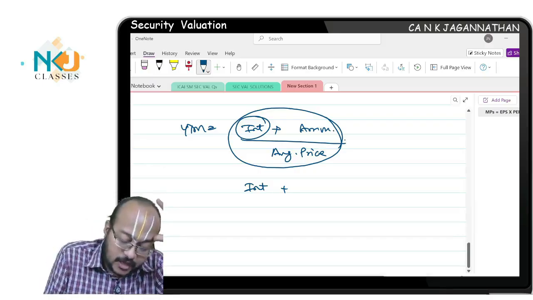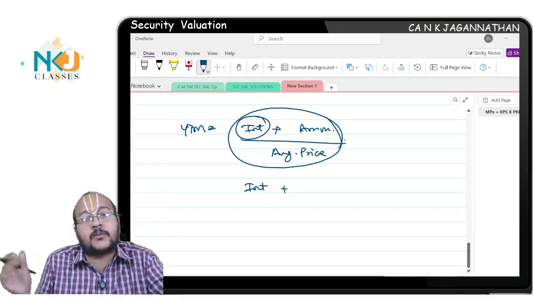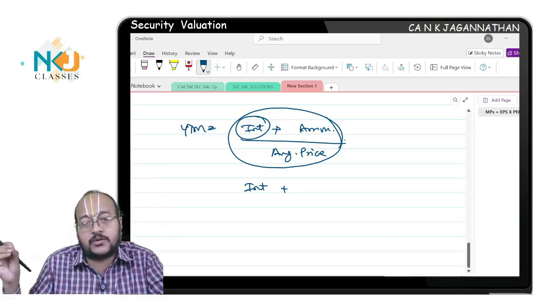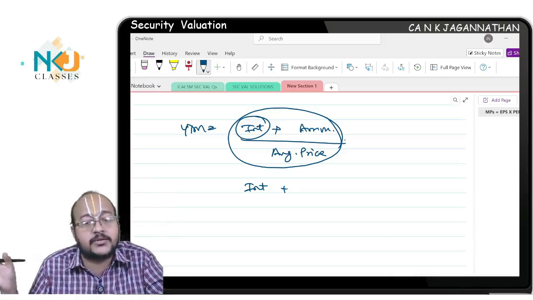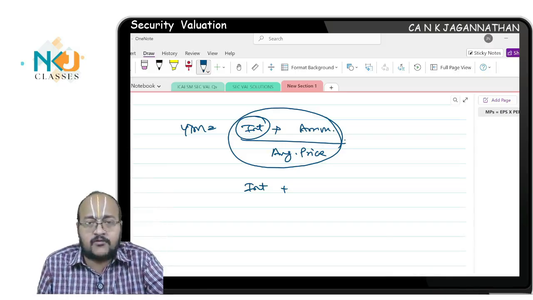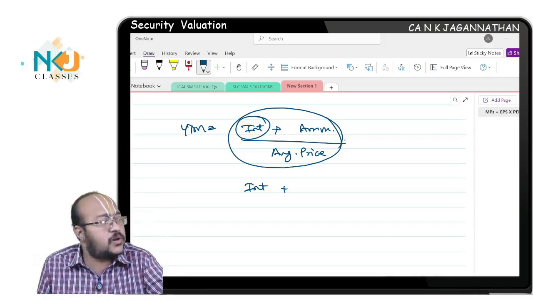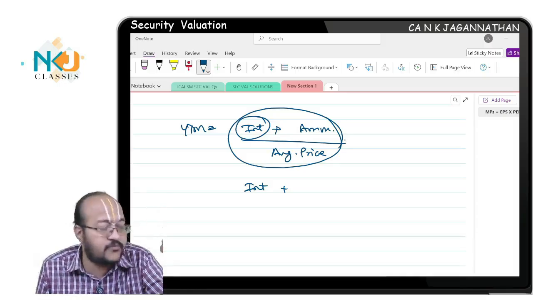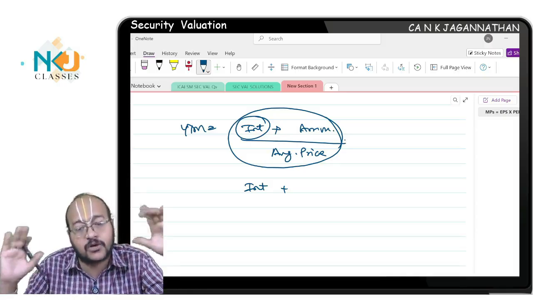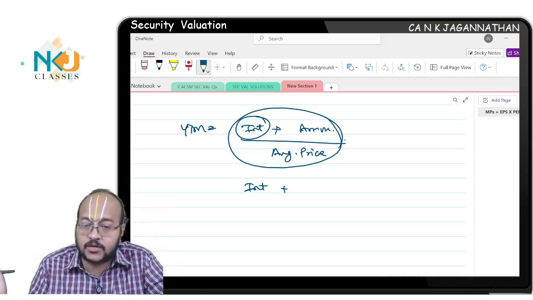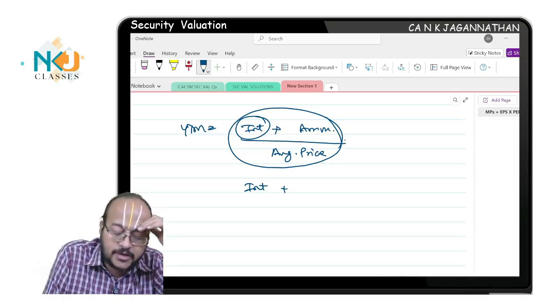Here the capital gain is earned over the life of the bond, which means a 3 year bond. Over a period of 3 years you are earning a gain of 20 rupees, assume in our example, correct? It is not for one single year. Coupon is for every year, but the capital gain is for the cumulative 3 year period, correct?